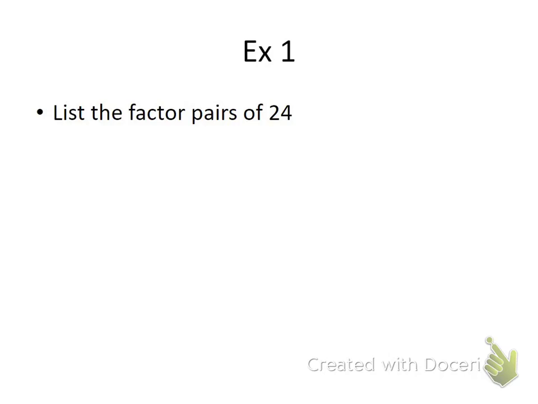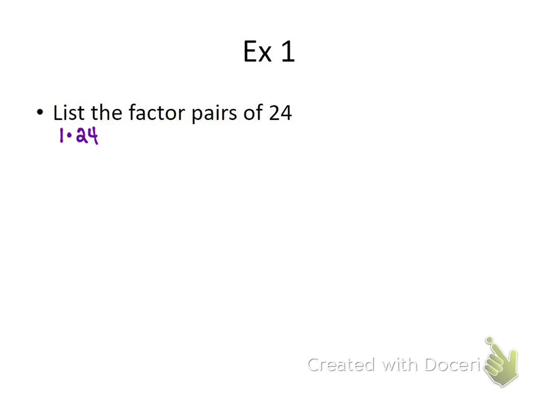So list the factor pairs of 24. What we're going to do is list all the numbers that we can multiply together to get 24. I like to try to do them in order because it makes it a little bit easier. The first factor pair is the easiest one. I can take 1 times 24, because 1 times 24 is going to give me 24.